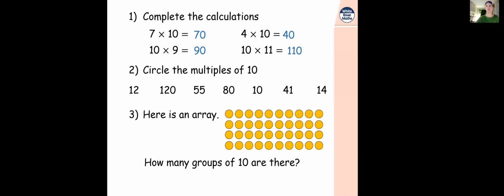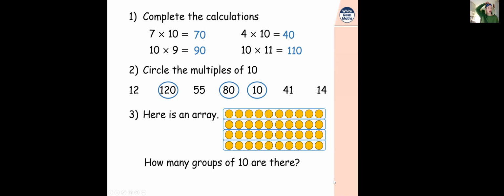How did you get on? How many groups of 10 are there? Tell you what I've not done. There we go, we've done that there. Circled those ones. How many groups of 10 are there? We've got one group up here along the top. That's a 10. We've got one below. Another one, third one there. And a fourth one there. 4 groups of 10 are shown in that array.